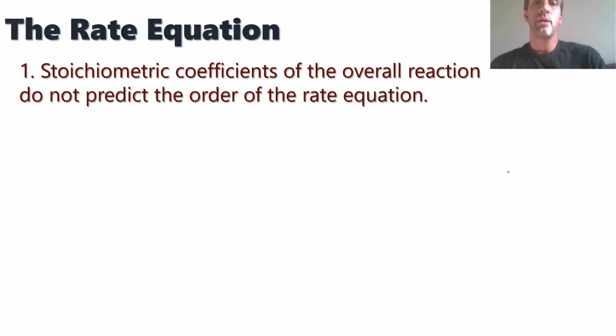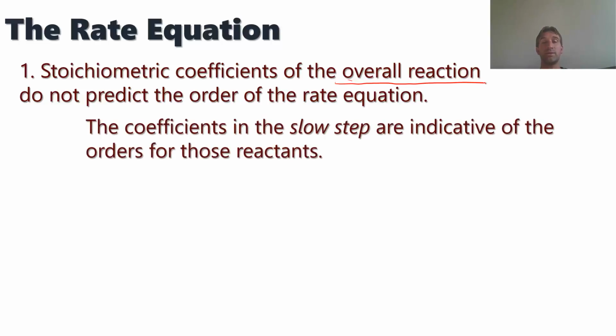A few very, very key ideas that we want to get into when it comes to our rate equation. We want to first focus on the coefficients. A lot of the times we get stuck by looking at the coefficients of the overall reaction and thinking that those have to do with the order of those specific things. But remember that the overall reaction might take place in multiple steps. So the stoichiometric coefficients of the overall reaction do not necessarily predict the order of those reactants.